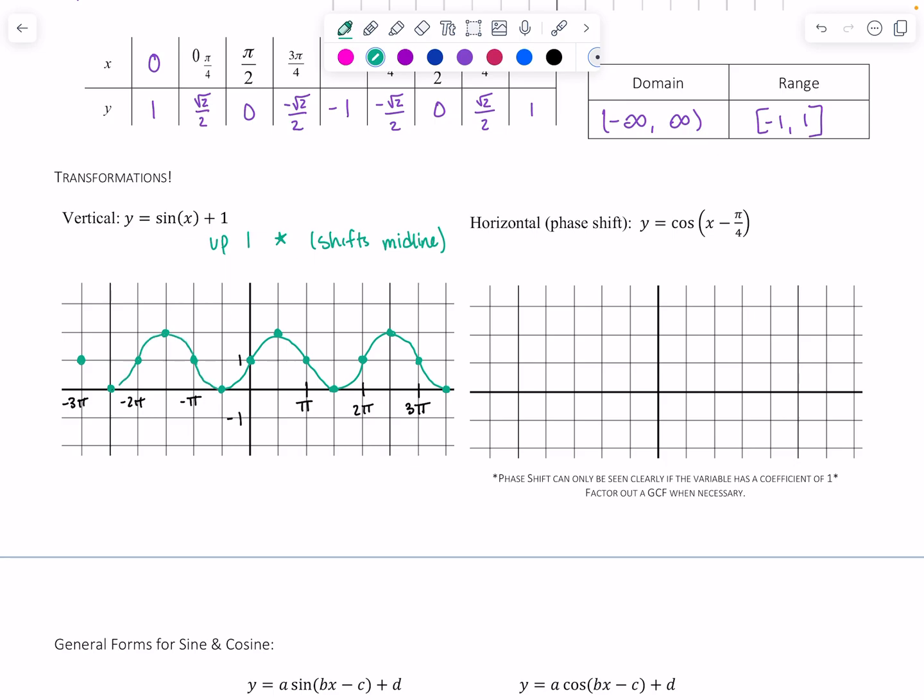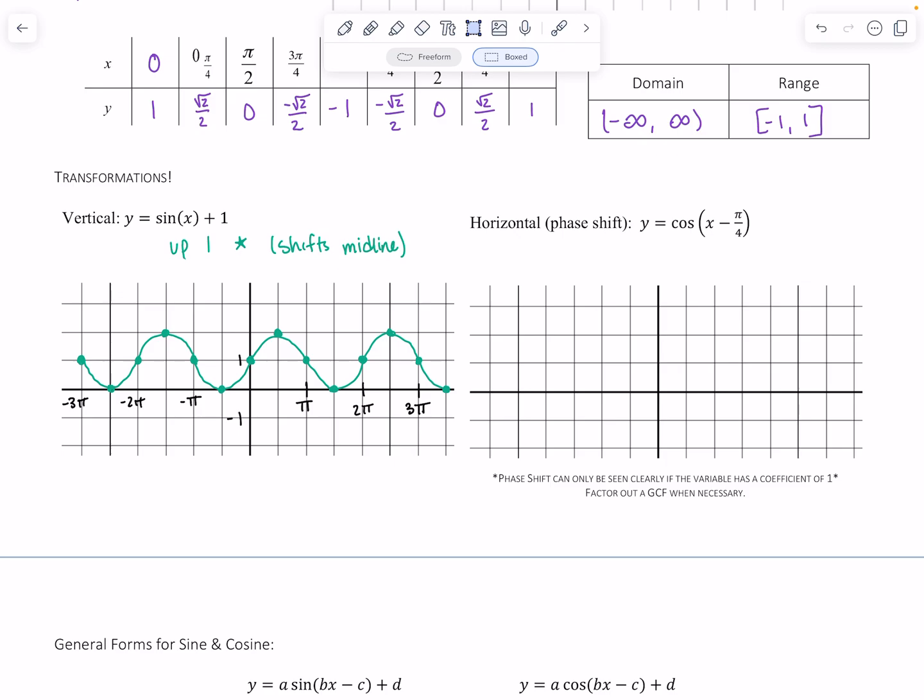Again, mine is a little shaky with this Apple Pencil. It doesn't quite give me the control that we want on that one. But there is your first transformed sine function, simply shifting up that midline right there.